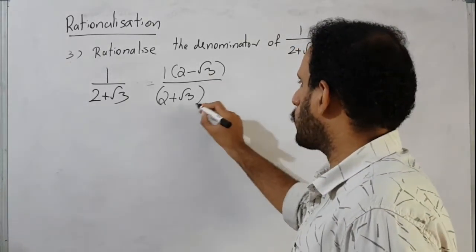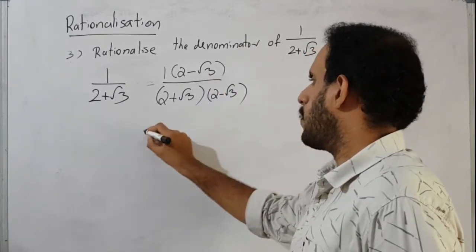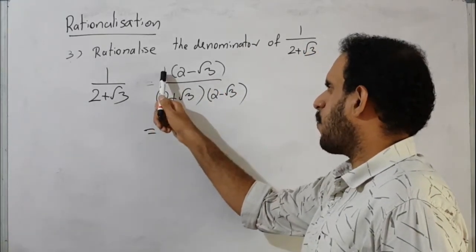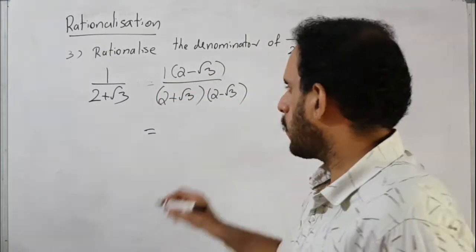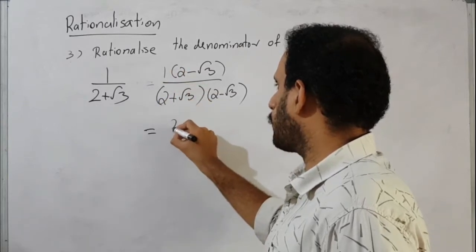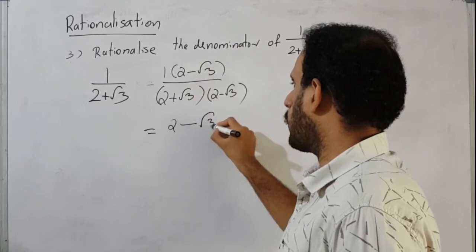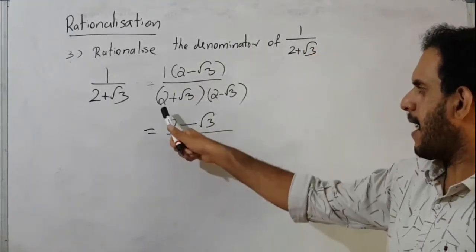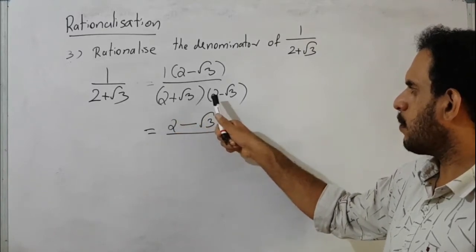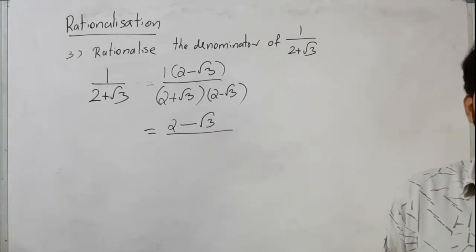Okay, 2 plus root 3 into 2 minus root 3 is equal to, here, 1 into 2 minus root 3 is 2 minus root 3. Correct? 1 into 2, 2. Minus 1 into root 3, root 3. That is 2 minus root 3 by, what is this form? This form is a plus b into a minus b. Correct? A plus b into a minus b.